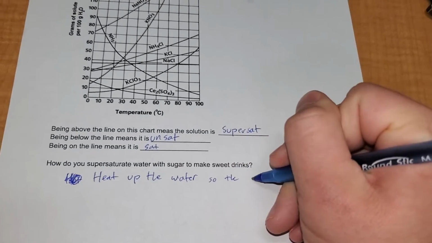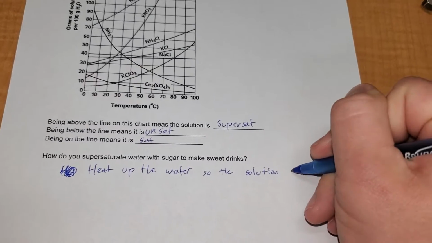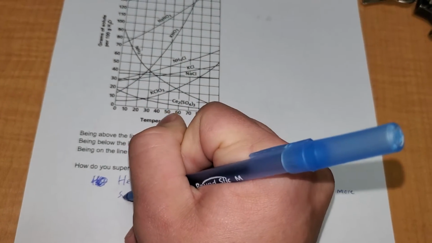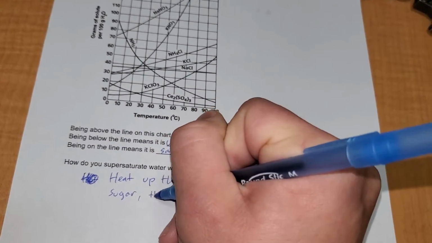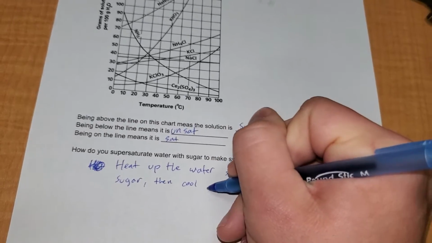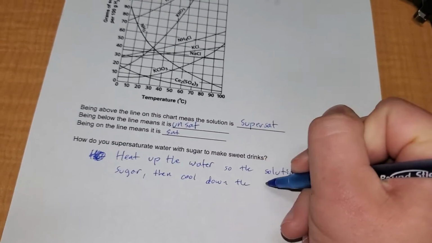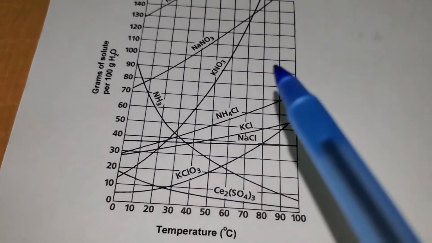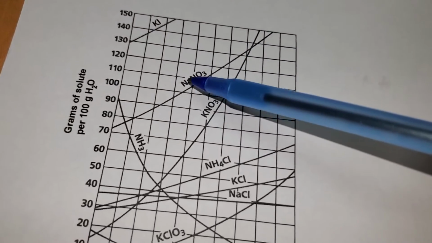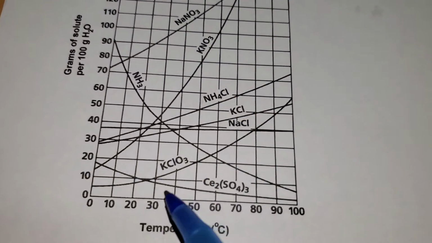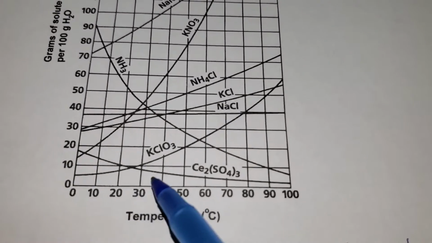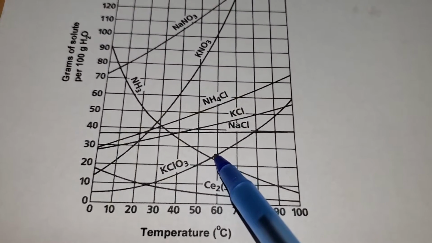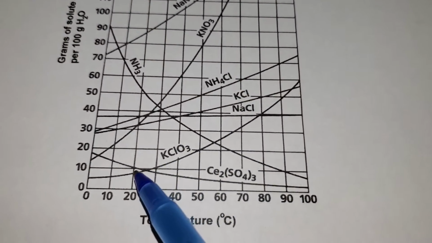So the solution accepts more sugar, then cool down the solution. Right? So if we heat up the water, we can look at, I know this isn't sugar, but let's look at calcium chlorate so we can actually see the temperatures. If we heat up the water to, say, 60 degrees Celsius, we can add almost 25 grams, and then we cool it back down to room temperature.